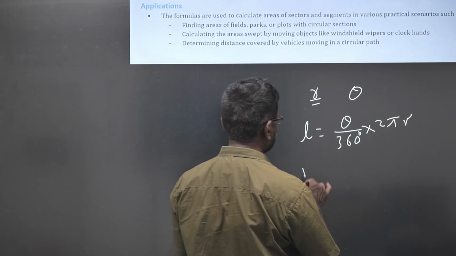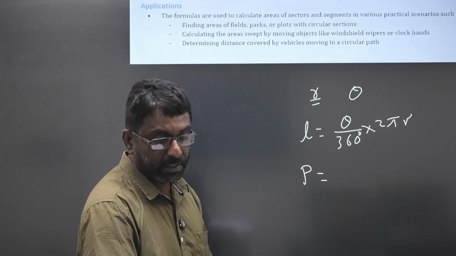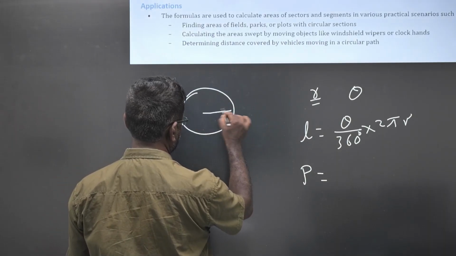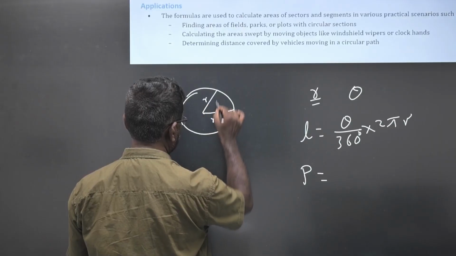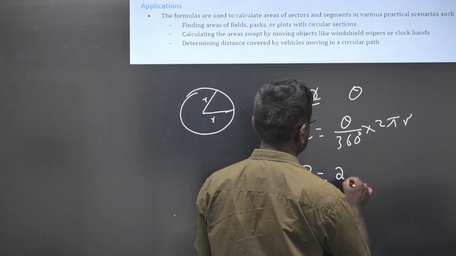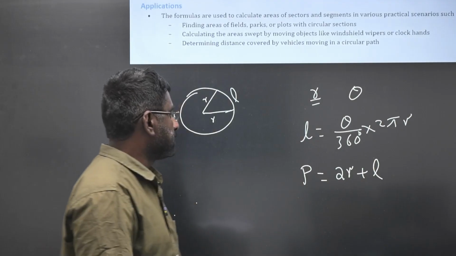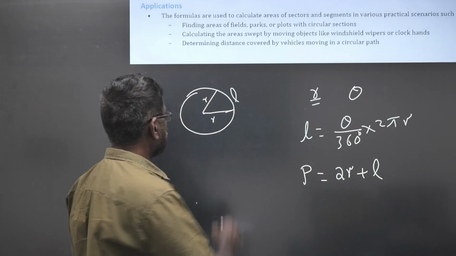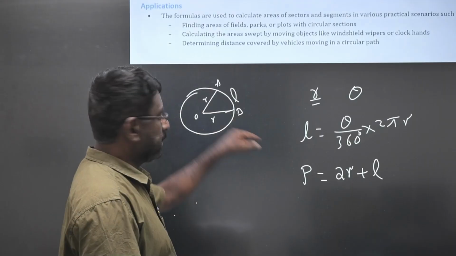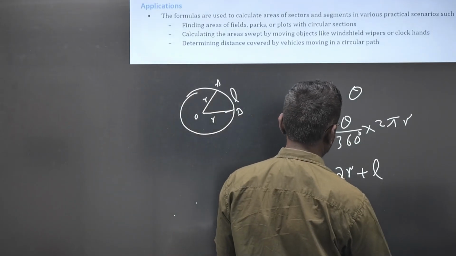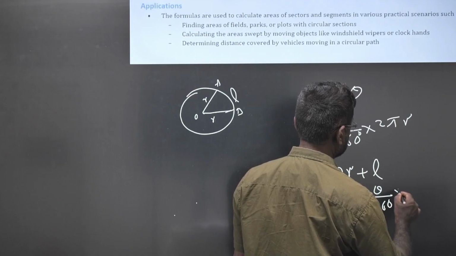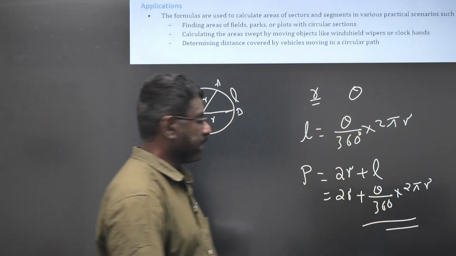Next formula: perimeter of a sector. Actually, what is a sector? This is a sector. Perimeter means 2R plus the length of this arc L. That is OA plus OB plus arc length AB. That is called the perimeter of this sector, and that is also very important. So it is equal to 2R plus theta divided by 360 into 2 pi r, substituting the formula for L.